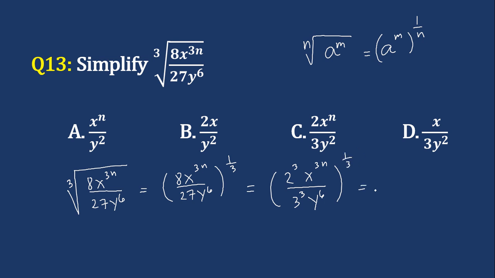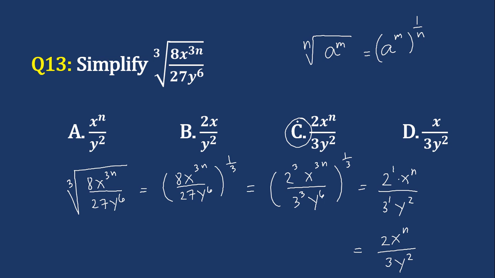So let's multiply the exponent 1/3 to each of the exponents inside. 1/3 times 3, that's 1. So we have 2 raised to 1 already, times x raised to 3n times 1/3, so we have n over 3 times 1/3, that is 1, so 3 raised to 1, and 6 times 1/3, that is 2, so y raised to 2. And finally, the final answer is 2x raised to n over 3y squared, and that is letter C.